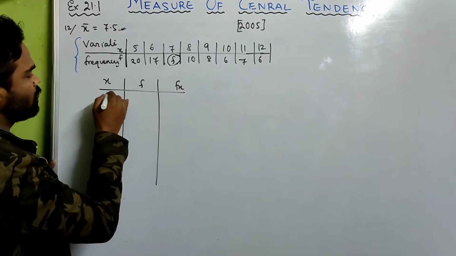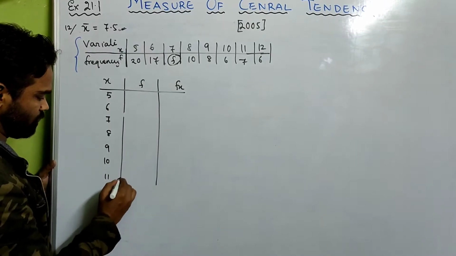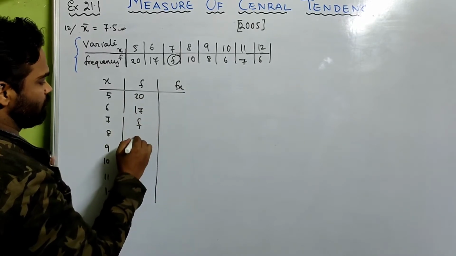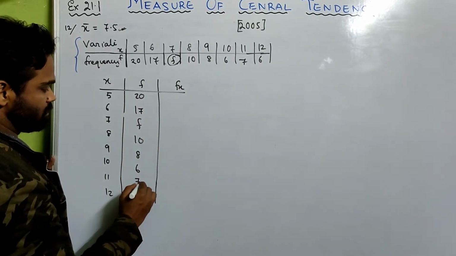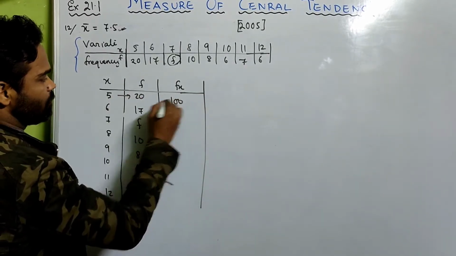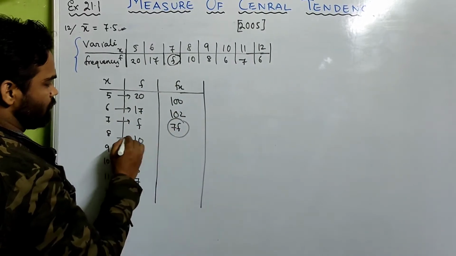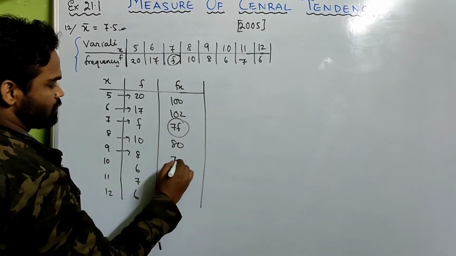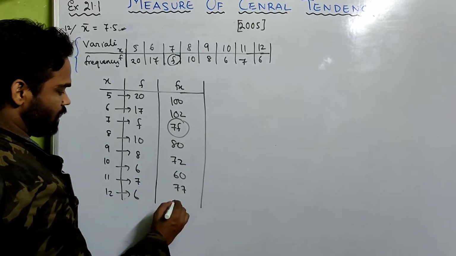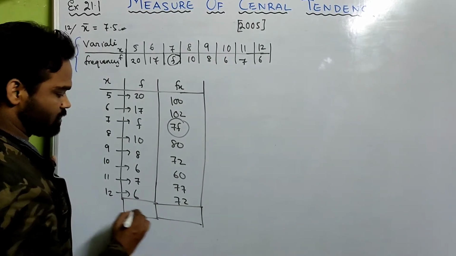Direct method. X is what? 5, 6, 7, 8, 9, 10, 11, 12. Corresponding f is 20, 17, f, 10, 8, 6, 7, 6. We'll find fx. This is 100, 102. This is 7f. This is 80, 72, 60, 77, and that's 72. We need to add this and add this.